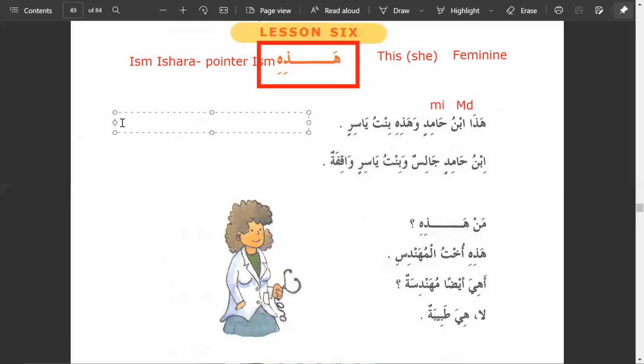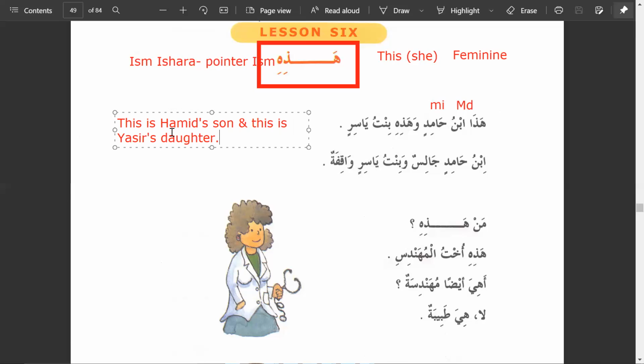Okay, so can you tell me the meaning of this sentence? The first one. This is Hamid's son, and this is Yasir's daughter. Okay, this is Hamid's son and this is Yasir's daughter.